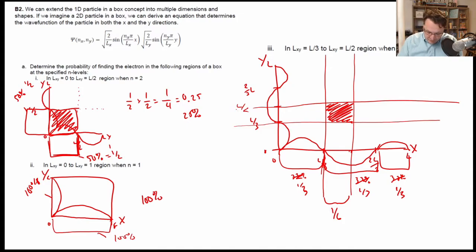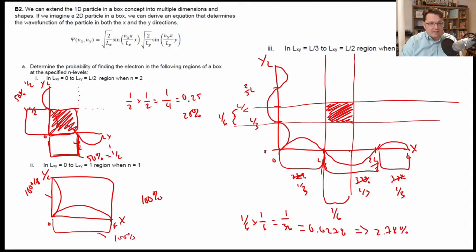And the same thing over here. This is 1/6 of that region, of the Y component. And so taking that, all we have to do, same thing, is simply 1/6 times 1/6, which is equal to 1 over 36. And you can convert that into a percentage. That comes out to being 0.0278, which is the same as 2.78%. And that's all you've got to do in that case.